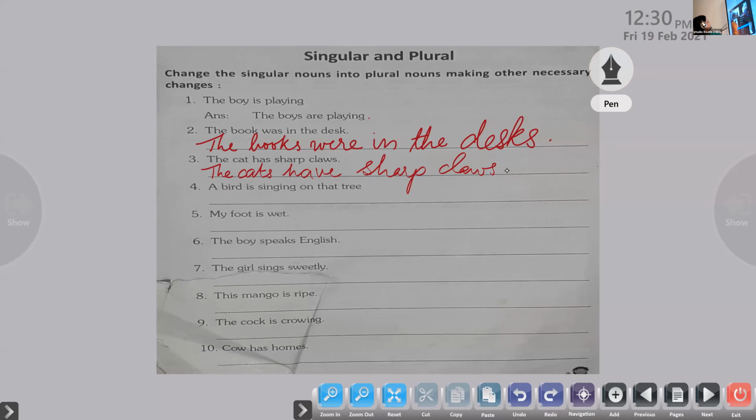Is Ara there? Come on. Do the next one. A bird is singing on that tree. So how do we write this? The birds. Very good. The birds, instead of is, what do we write there? The birds are singing on that tree. On the trees, we will write. So we will change that also into plural form. Tree is a noun, so we can change that also into plural. So singing on the trees. Yes, please do write it quickly.